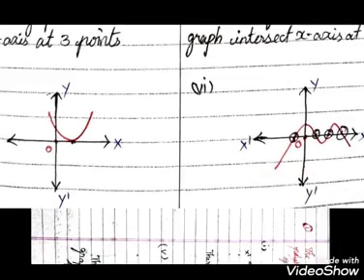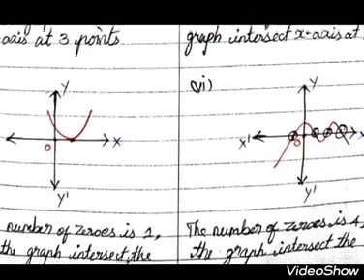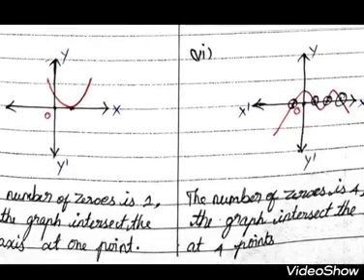Next, observe the fifth one. It touches only 1 point, and the sixth has 1, 2, 3, 4 points. So for the fifth graph the number of zeros is 1, and for the sixth the number of zeros is 4. Now you know how to find the zeros of a polynomial by observing the graph. The number of zeros is 1 as the graph intersects the x-axis at 1 point, and the number of zeros is 4 as the graph intersects the x-axis at 4 points.